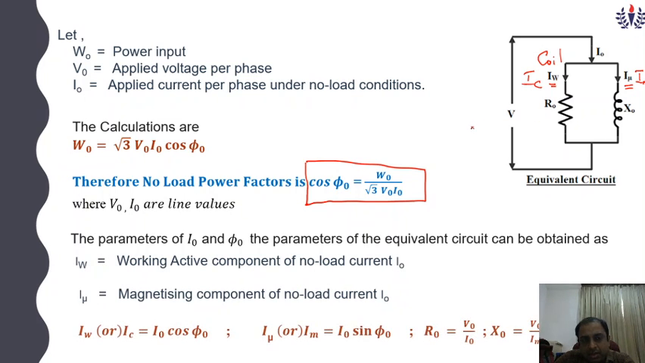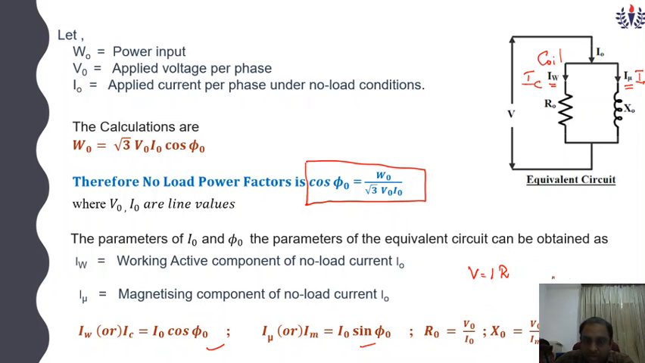The parameters are: IW equal to I naught cos phi naught, and I mu equal to I naught sin phi naught. Only IW applies to the cos term, and the sine term applies to I mu. For the resistance, as per Ohm's law, V equal to I into R, therefore R equal to V by I. And the reactance X naught equal to V naught by I mu. These are the formulas available for the no load test.